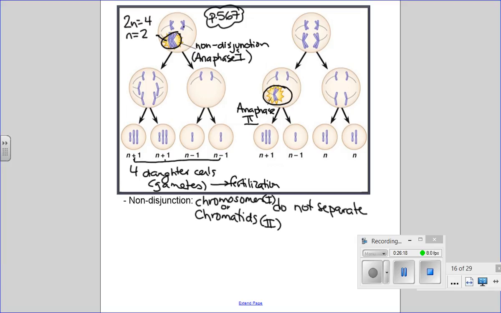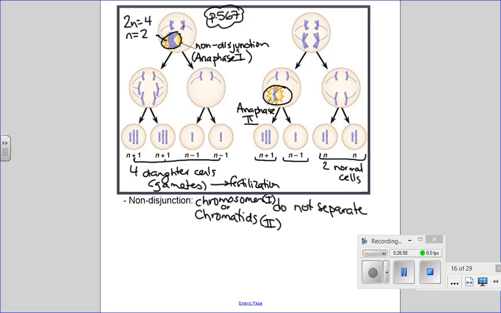So in Anaphase 2, it looks very similar to mitosis. Chromatids, which are attached by a centromere, are supposed to come apart, but they don't. If it happens in Anaphase 2, we should get 2 normal cells, because only one side of the story will be affected by this nondisjunction. So we should have 1 cell that has 1 too many, 1 cell that has 1 too few, and 2 that are normal.